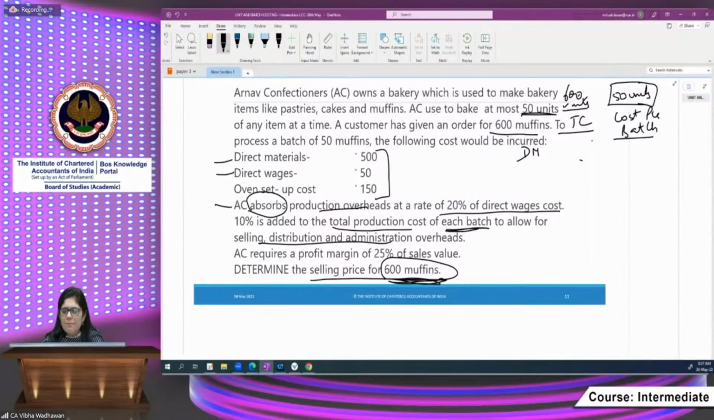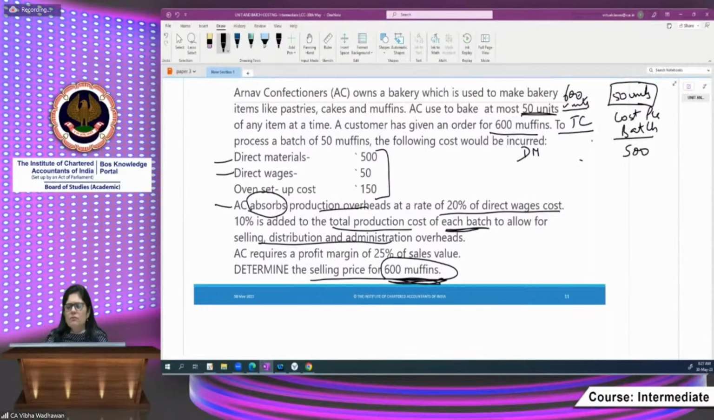500 per batch. So 500 is the cost per batch. Can you tell me direct material cost for 600 muffins? Yes, 12 batches. Very good. So 12 batches. Can you calculate the total material cost for 600 muffins? Direct material cost for one batch is 500. Can you calculate for 600 units? Yes, it comes to 6,000.